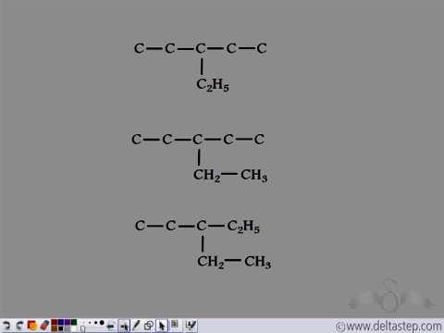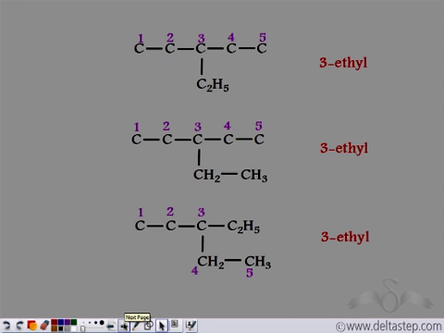So now when we number these, you will observe, in this case we get 1, 2, 3, 4, 5. In case you number this again as 1, 2, 3, 4, 5, but if you number this as 1, 2, 3, 4, 5, the longest chain remains the same. That is, the longest chain still consists of 5 carbon atoms. In the first case, the substituent is attached to carbon number 3, so we get 3-ethyl. In the second case, the substituent is again attached to carbon number 3. We have only expanded the ethyl group, so we get 3-ethyl.